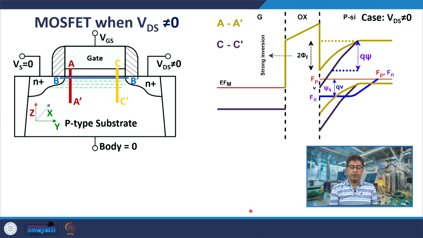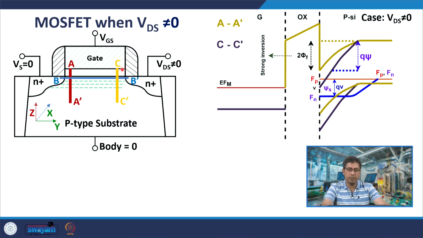So, what happens when the drain to source voltage is non-zero? The silicon region is now not in a quasi-equilibrium condition, because the carrier concentration would vary along this line B prime. If there is a variation in carrier concentration, there would be diffusion of carriers, and electric fields are developed in the x direction and y direction here. There would be carriers flowing.